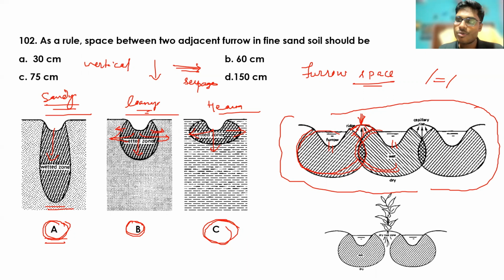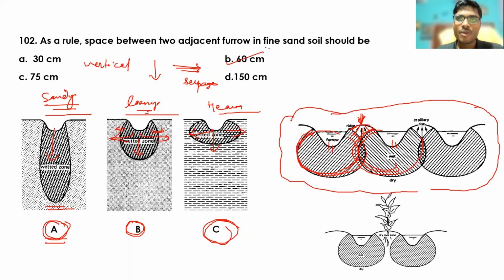Okay, that is the principle why we should give optimum furrow spacing depending on the texture, because this wetting pattern depends on the soil type or soil texture, and we should have the overlapping wetting pattern so that the crop can get the optimum water. Then coming back to this question, the correct answer will be 60 centimeter.